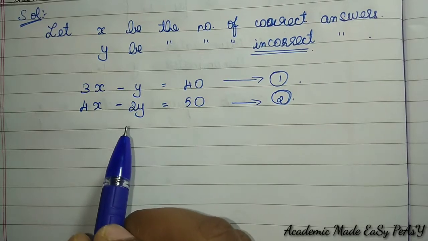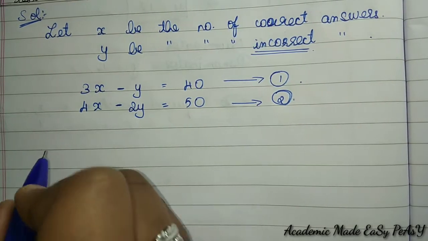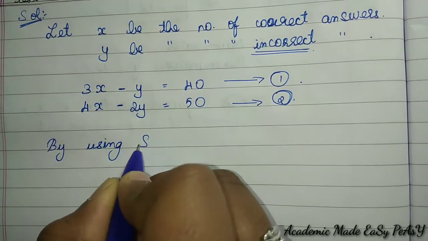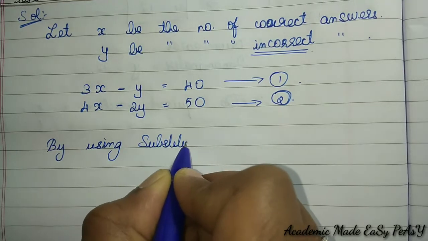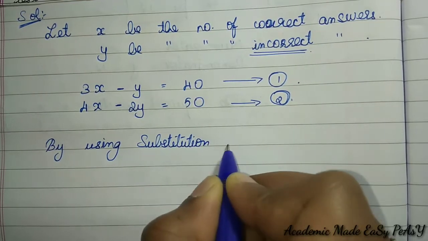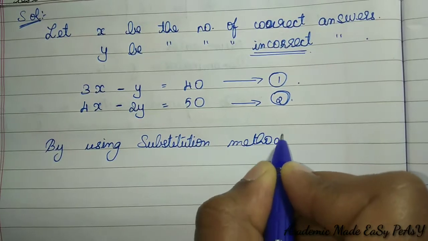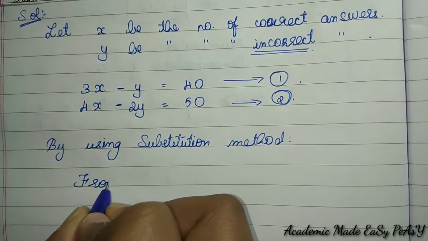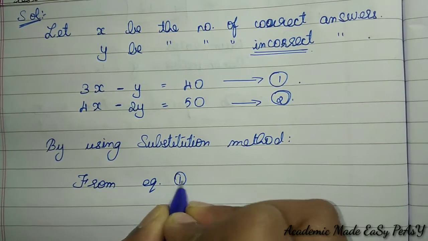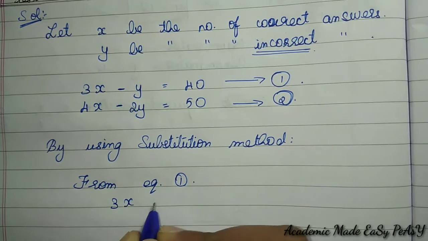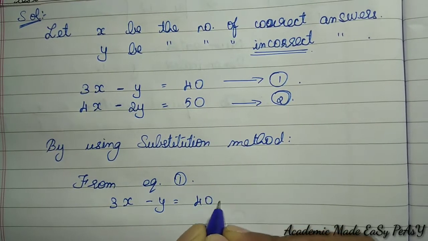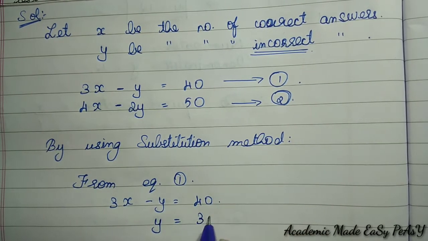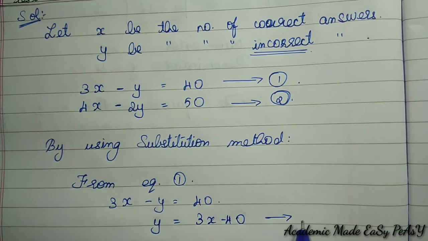For this question, let me use the substitution method. So by using the substitution method, let me take equation 1. From equation 1, 3x minus y is equal to 40. No, so let me have y alone. So I will be taking y to this side. So y is equal to 3x minus 40. Let this be equation 3.